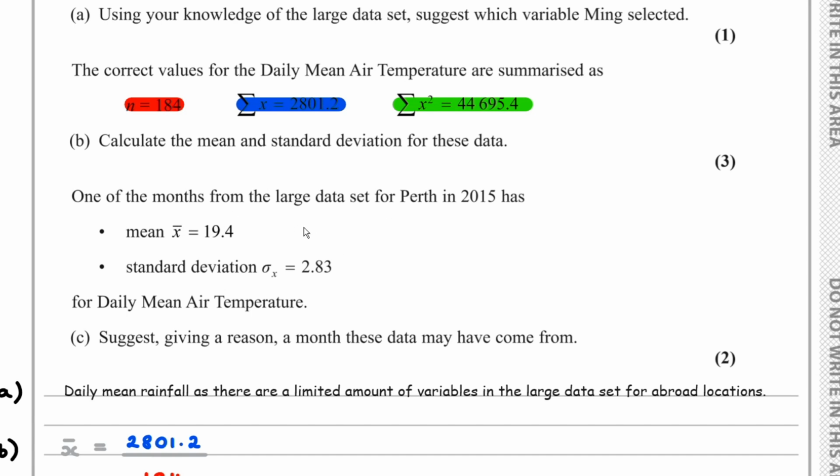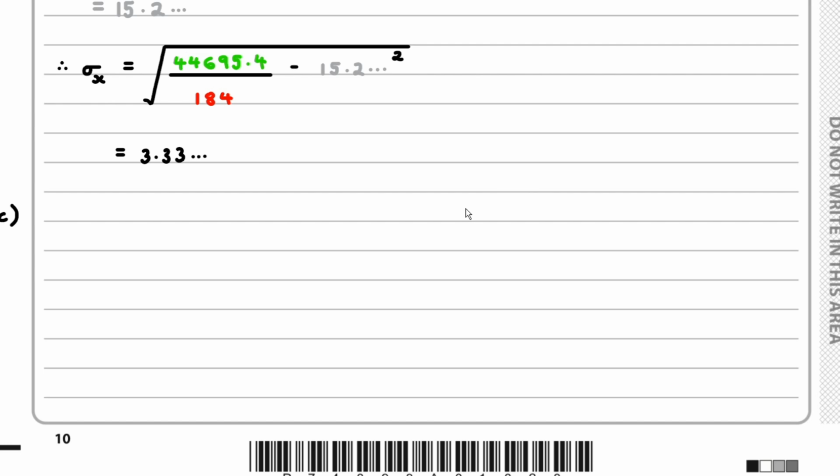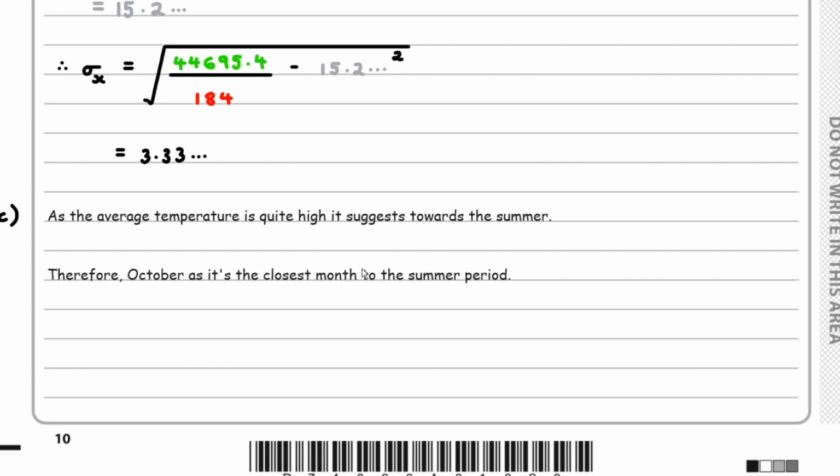One of the months from the large data set for Perth in 2015 has a mean x bar of 19.4, a standard deviation of 2.83 for daily mean air temperature. Part C suggests giving a reason a month these data may have come from. Well, for part C, as the average temperature is quite high, it suggests we have something towards the summer. Therefore, we have October as it's the closest month to the summer period.